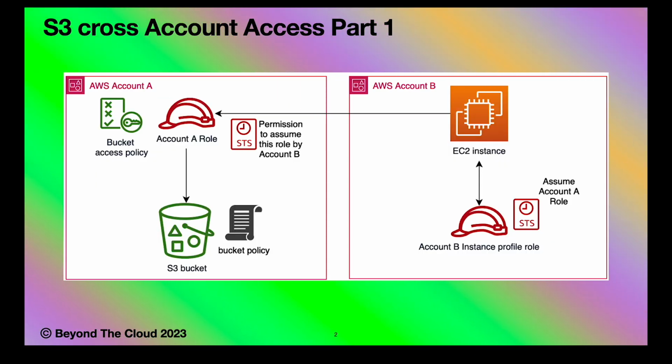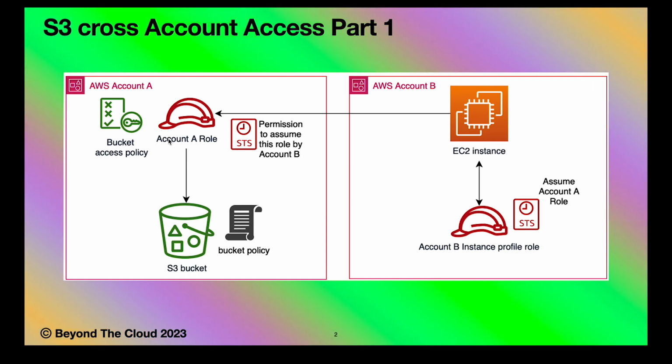So this is how we will do it. We have one account, AWS account A, and we have another, AWS account B. In AWS account A, we have one S3 bucket, and in AWS account B, we have an EC2 instance. This EC2 instance needs to access this S3 bucket for further use cases. Now let's go back to how we will do it.